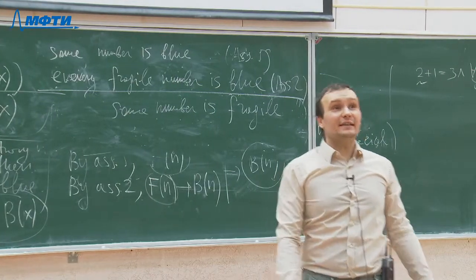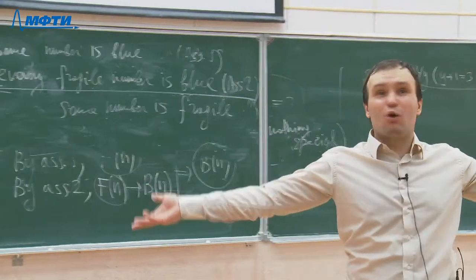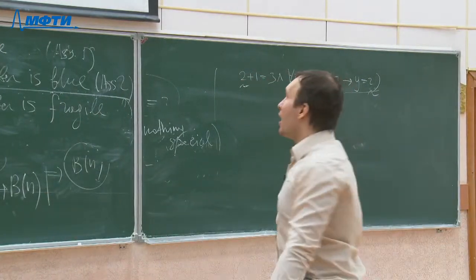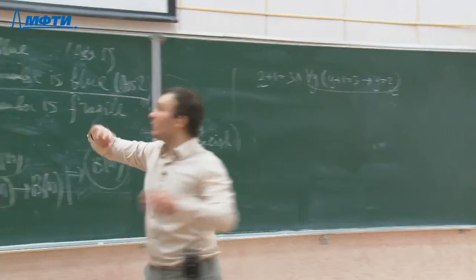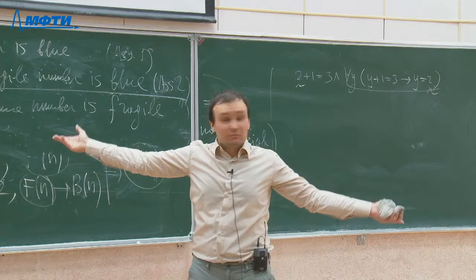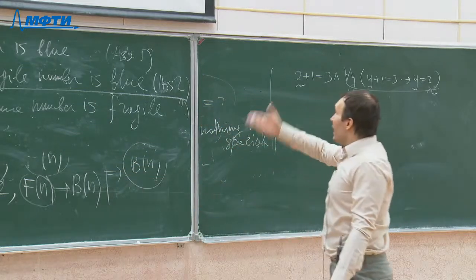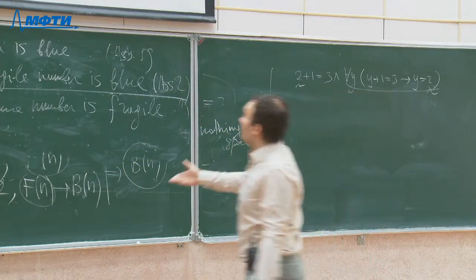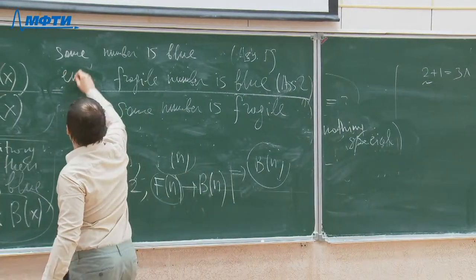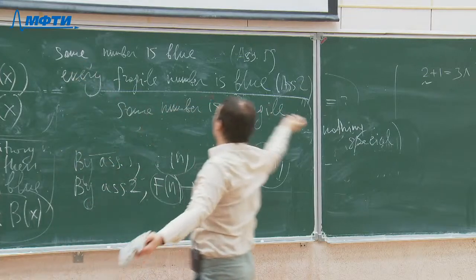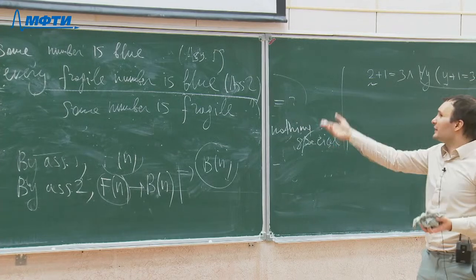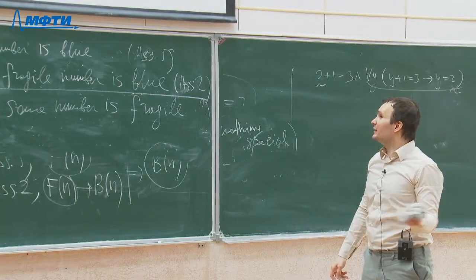Is it the case that in every possible world, always, when some number is blue, whatever it could mean, and every fragile number, written here, every fragile number is blue, does it mean that some number is fragile?